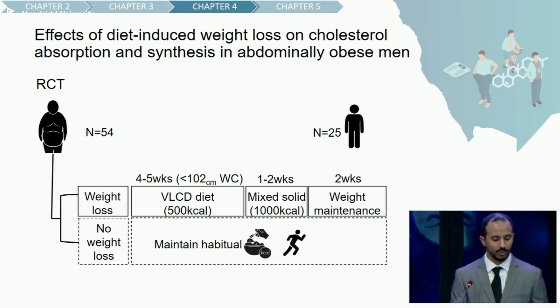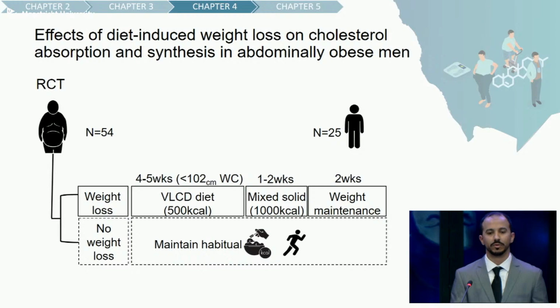Men in the weight loss group consumed a very low caloric diet for 4 to 5 weeks to achieve a waist circumference below 102 centimeters. Then they consumed a mixed solid diet for 1 to 2 weeks, followed immediately by a 2-week weight maintenance period. Men in the no weight loss group were asked to maintain their habitual dietary intake and physical activity levels.